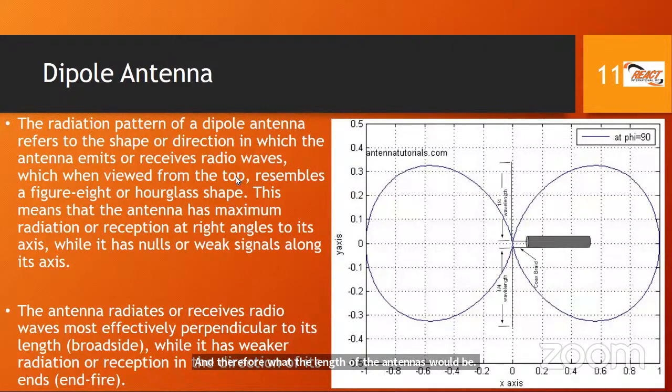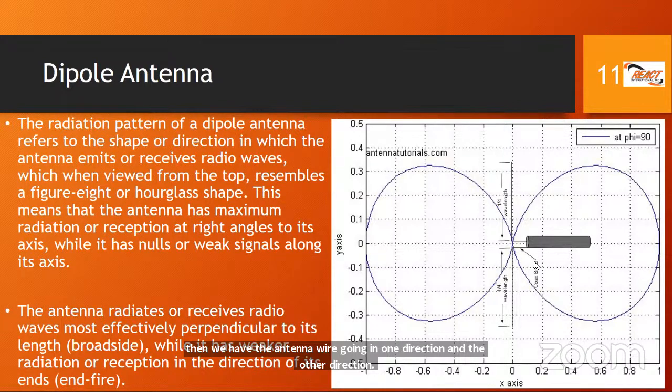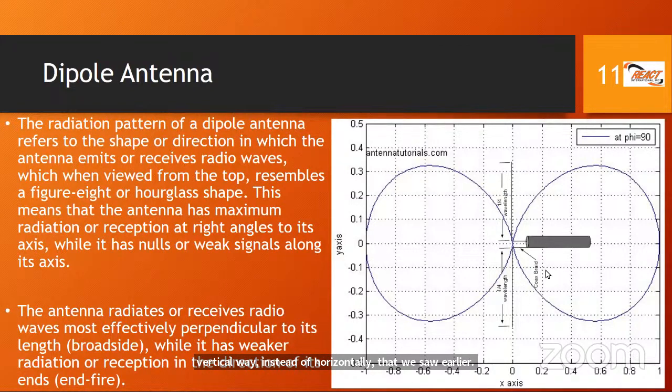Okay, so let's look at something that's pretty interesting here now. So we talked about the dipole antenna, and the dipole antenna is represented on this graph here also. So you will see the feed line coming here, and then we have the antenna wire going in one direction and the other direction. So it's mounted according to this in a sort of vertical way instead of horizontally that we saw earlier. But it's the same dipole antenna. So this antenna, what we're trying to illustrate with this diagram is that it radiates a signal, an electromagnetic wave or a radio frequency wave, and it emits it in a particular way. There's a pattern to which it does this, right?